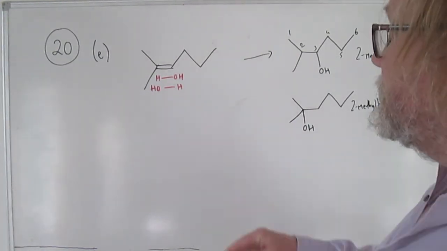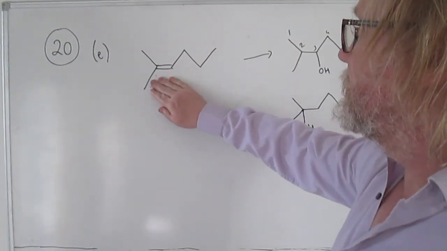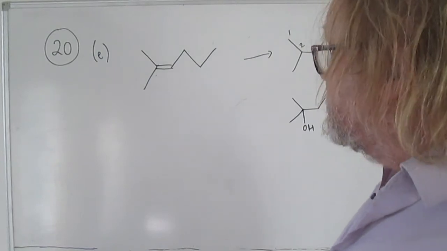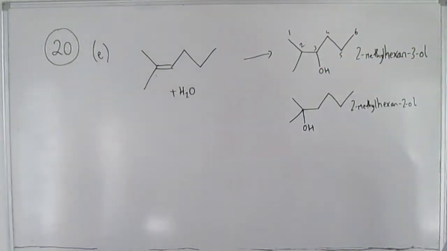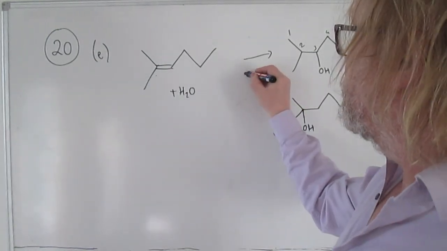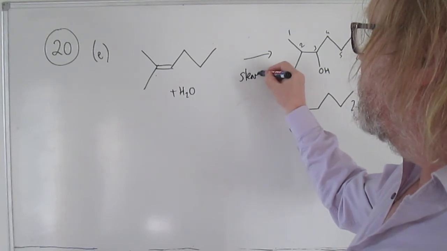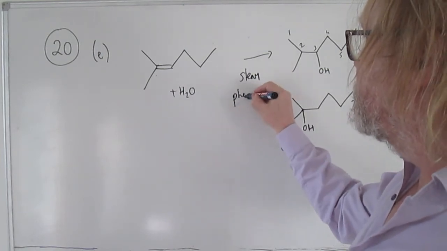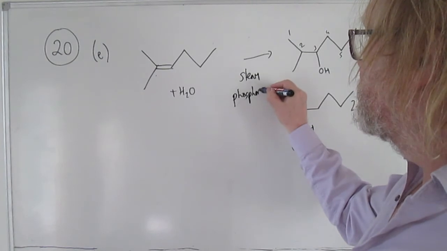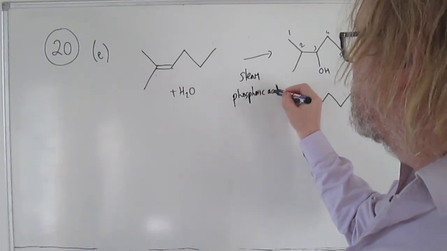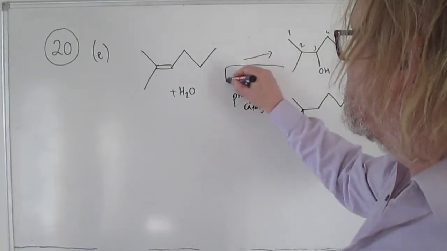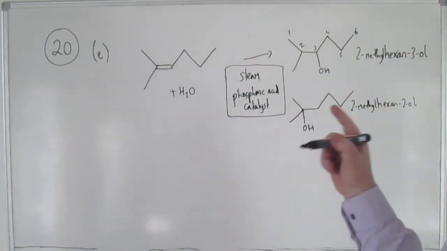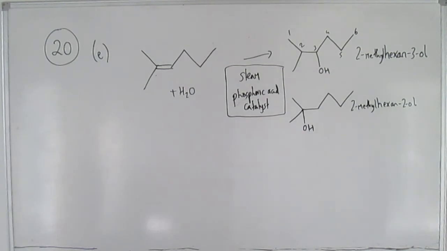And remember, it's not an easy reaction to get to work, because the bonds in water are very strong, so it's quite difficult to get that to happen. So you can't just use water, you have to use steam, and you need a catalyst, specifically phosphoric acid. Okay, so those are the conditions that you need to learn for adding H2O to an alkene.